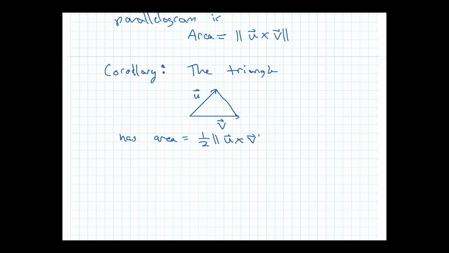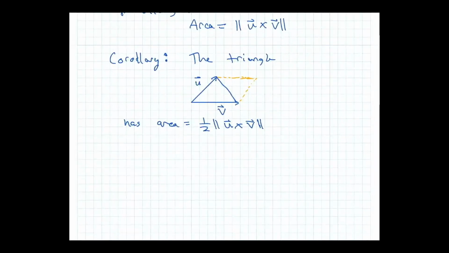And the reason why is obvious if you draw just a couple extra lines in here, right? Just imagine you did this. You've got this parallelogram that is the magnitude of U cross V. And so this triangle that's just U on one side, V on the other side, that's obviously half of the parallelogram. So the area is half of the parallelogram. Okay, so that's just something you get for free. So we call that a corollary.